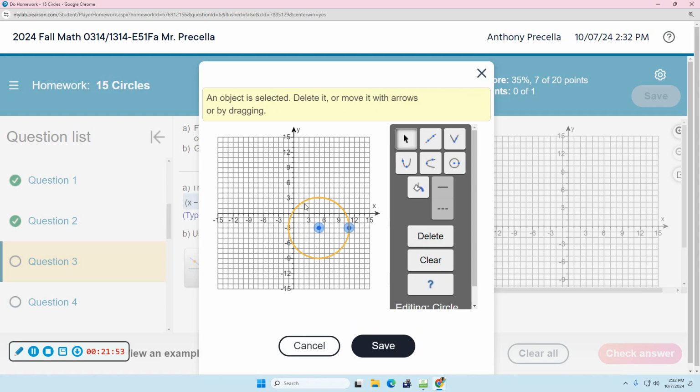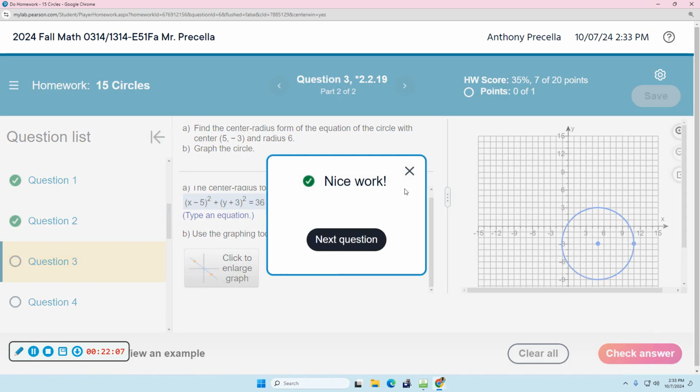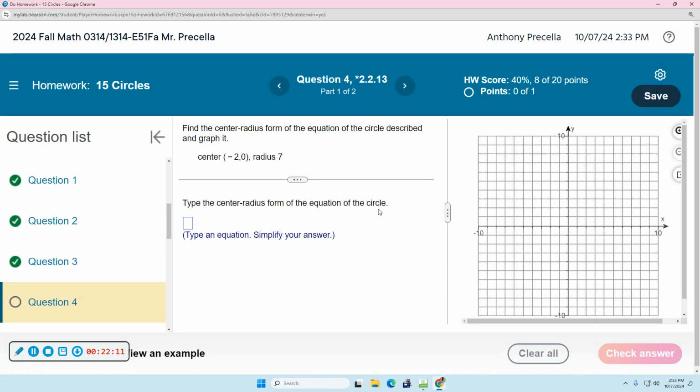Yes. I plotted the center. I counted 6 units to the right, but if I'd gone 6 units up, down, or left, it would have still been the same circle. Save it. Check answer. Any questions? Well, I keep thinking they're going to give us one before they give us the equation and want us to go back to the center and the radius, but not yet.